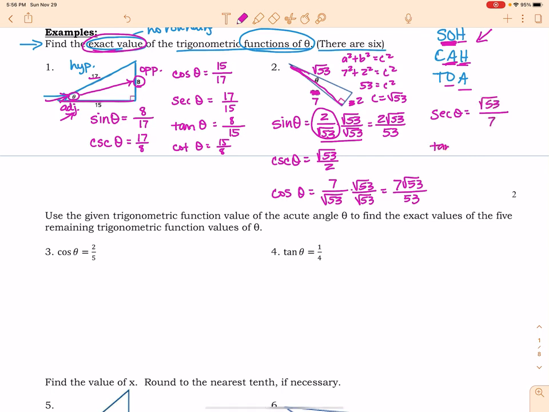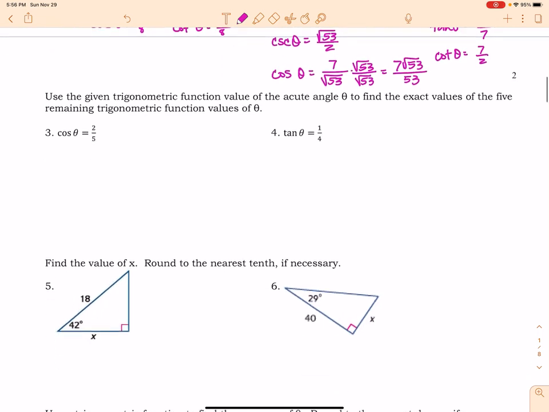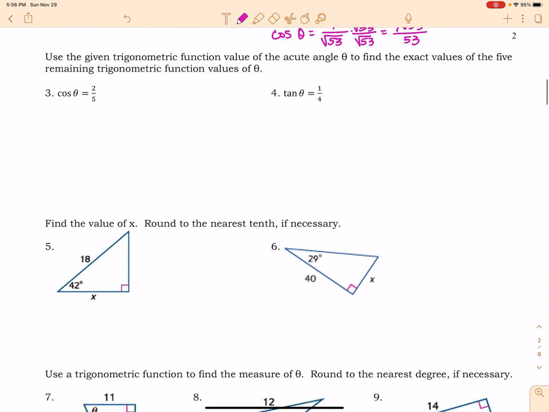And then, of course, we look at tangent theta, and tangent is opposite over adjacent. So opposite is 2, adjacent is 7. Groovy. Cotangent theta, flip that around, 7 over 2. Easy peasy, lemon squeezy. Okay, so how are we going to do the next set of problems?